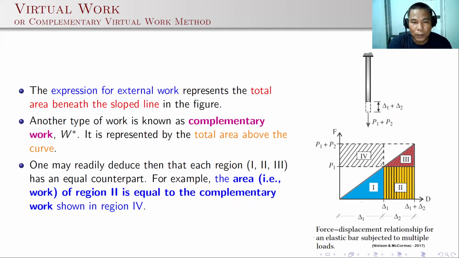Another type of work is known as complementary work, W asterisk. What is this?